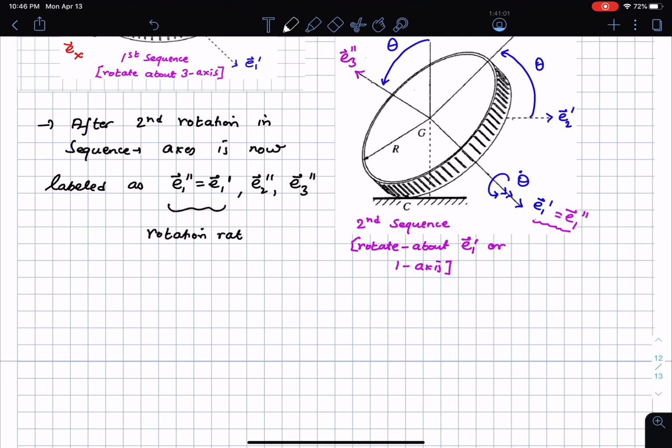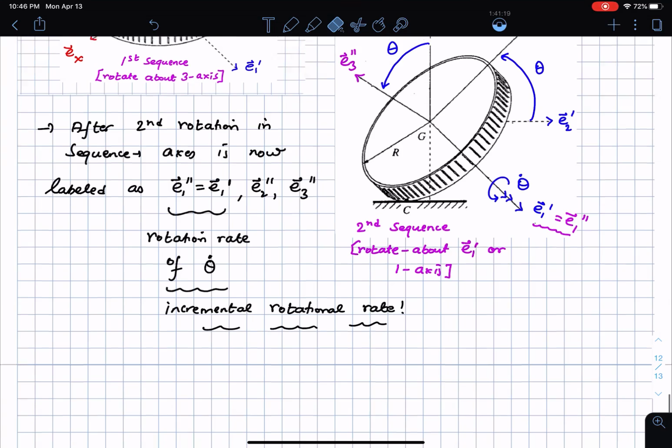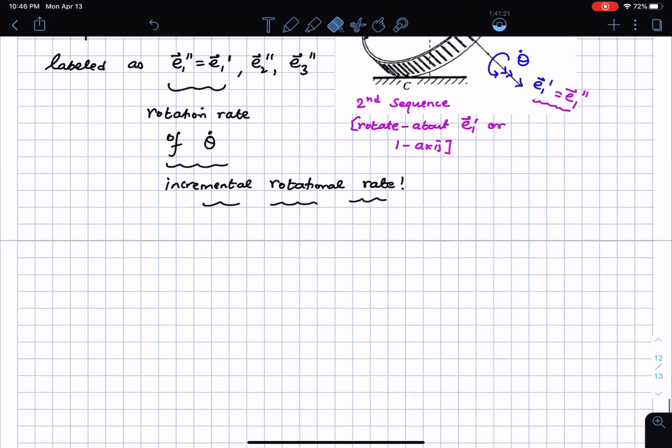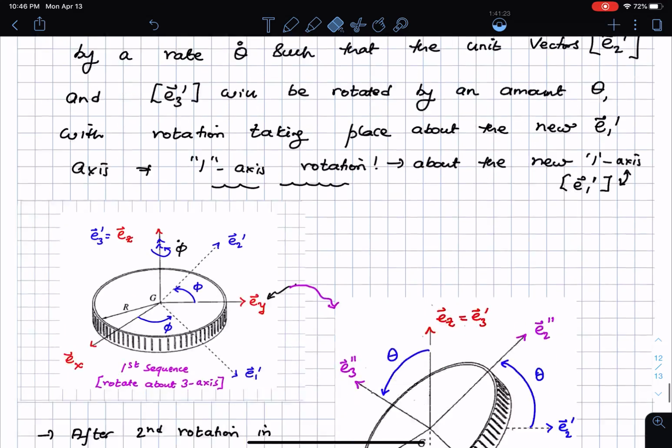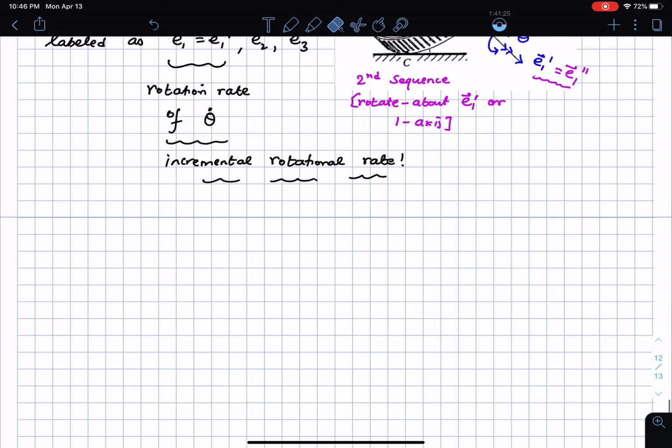Rotation rate of theta dot. This is an infinitesimal or an incremental rotational rate. Okay, this is the second sequence of rotations, and then the third sequence of rotations is going to be the following, and this is the last point, and we'll conclude our lectures after this. We'll come back to all these again.